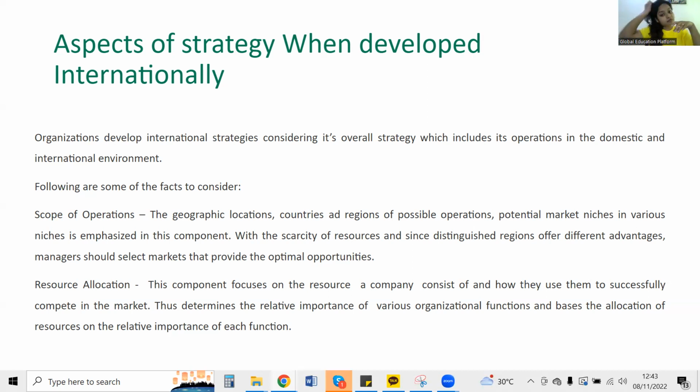So you need to be well aware of the opportunities available in the market. If you are not going to make use of the opportunities, it's going to be a disadvantage. So make sure you enter a market which offers optimal use of opportunities. And then again, resource allocation. This component focuses on the resources a company has and how they can use them to successfully compete in the market. It determines the relative importance of various organizational functions and bases the allocation of resources on the relative importance of each function.